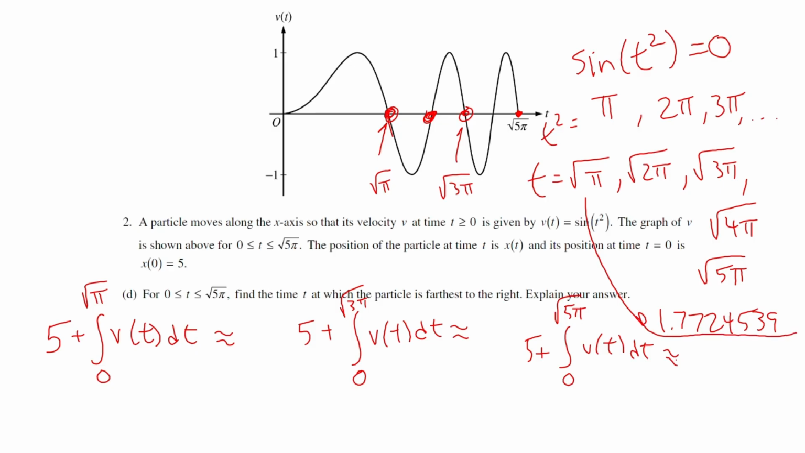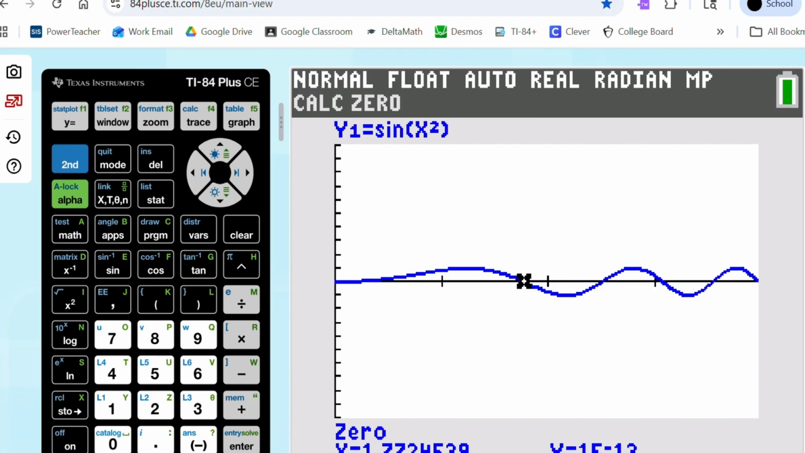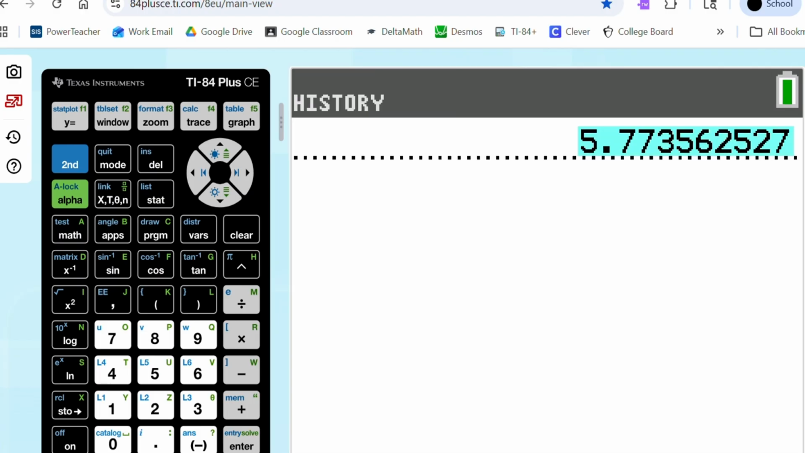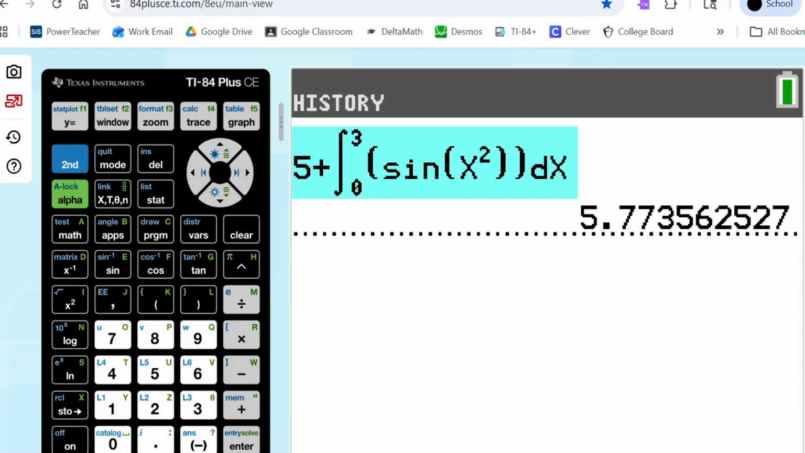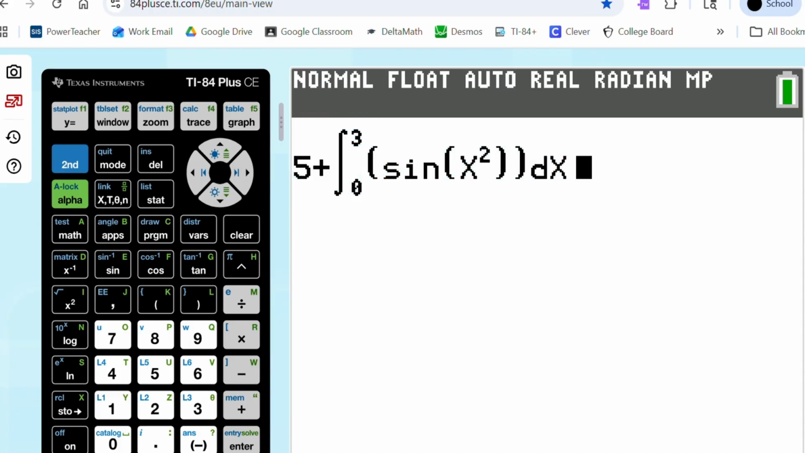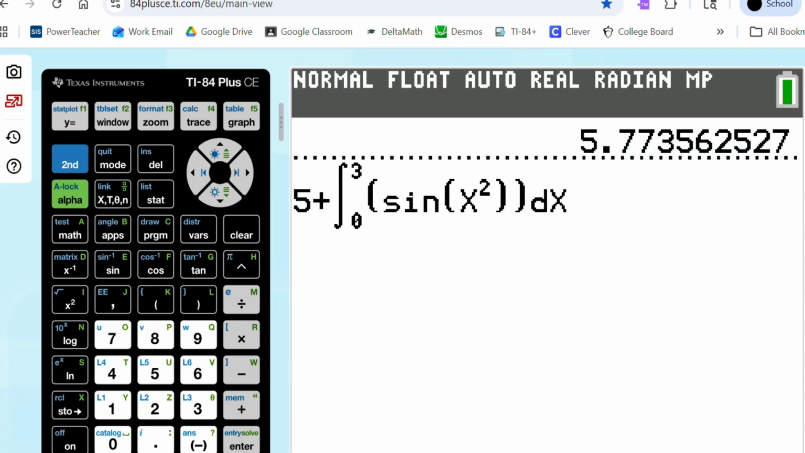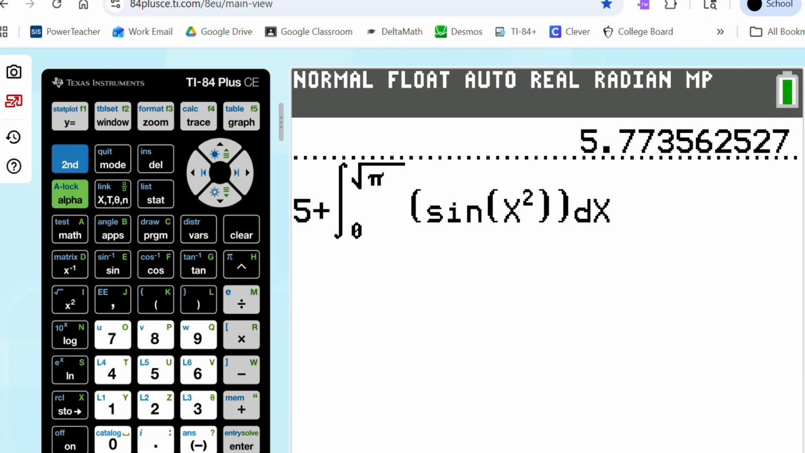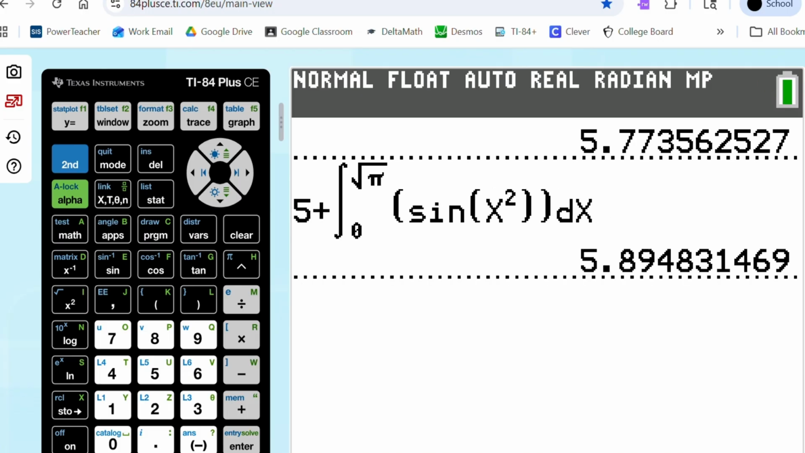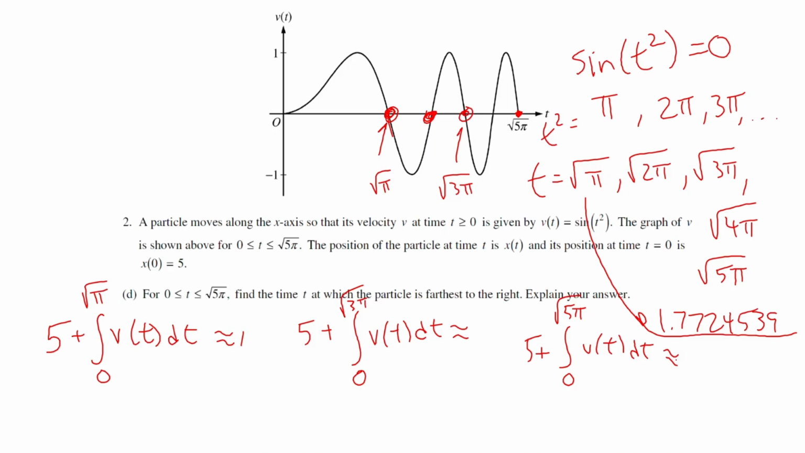So we'll plug all of this in, and we're going to make our lives easy here. When we go out of here, we had this 5 plus the integral from 0 to, we wrote 3 of sine of x squared. We can just highlight that from up above and hit enter and bring it back here so that now we can just change that 3 to a square root of pi. And when we hit enter, we'll get 5.895. So this one is 5.895.